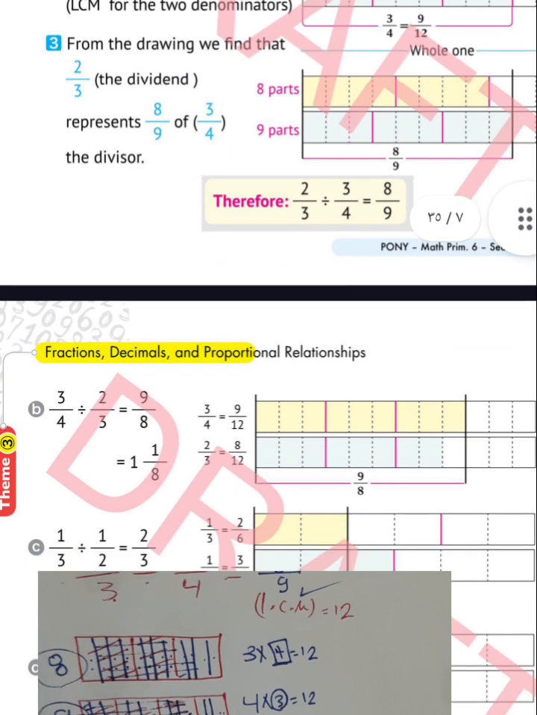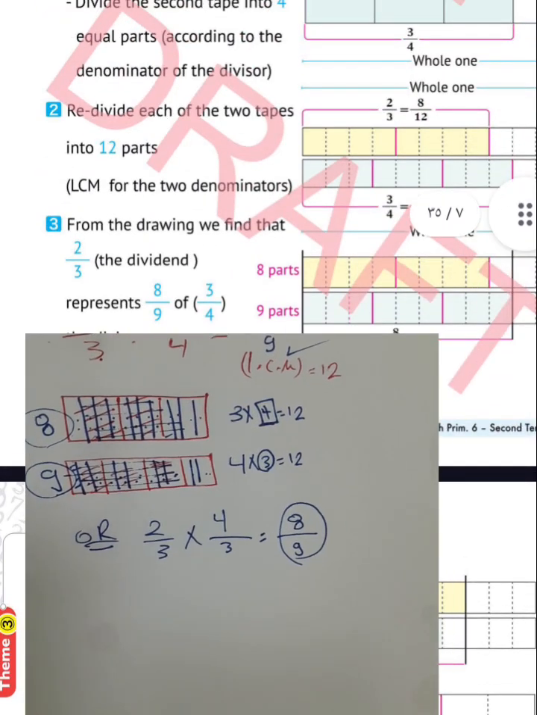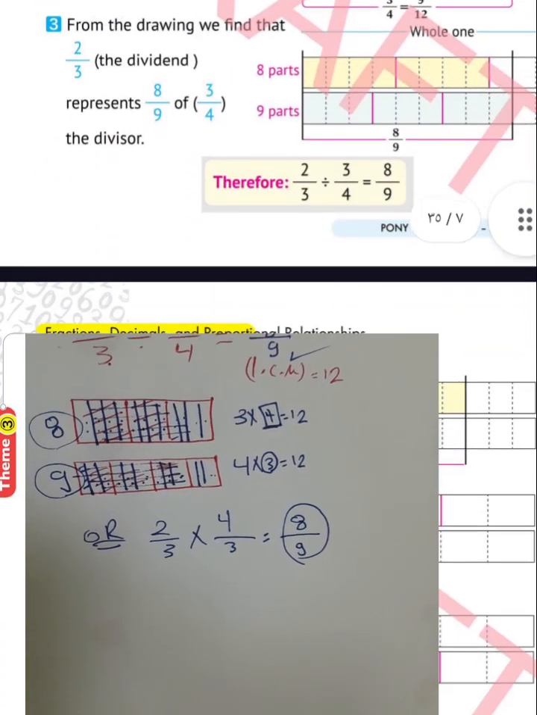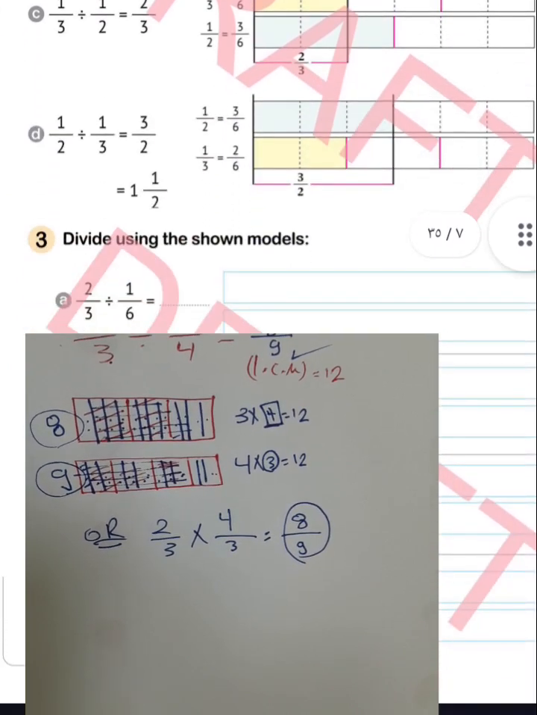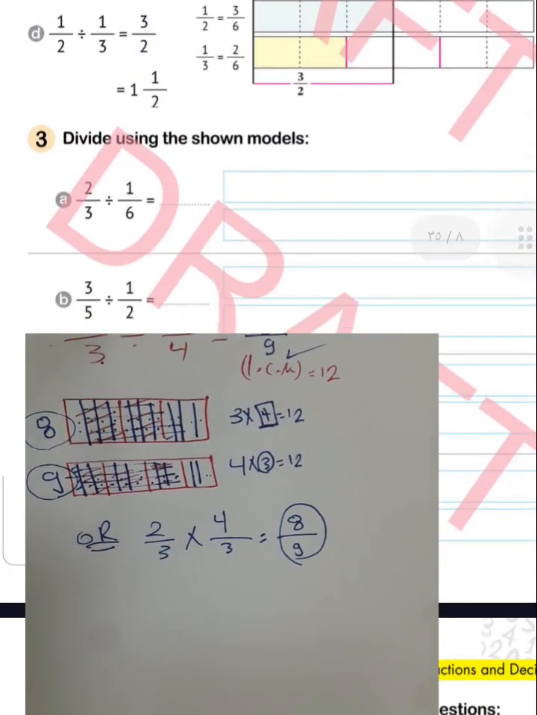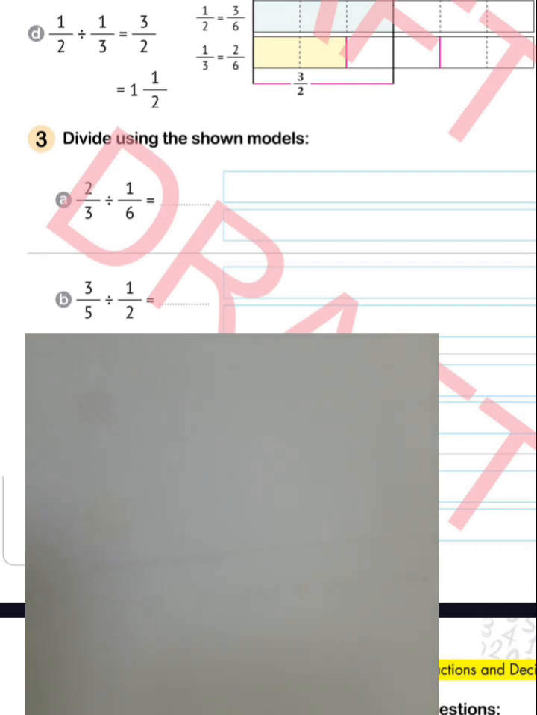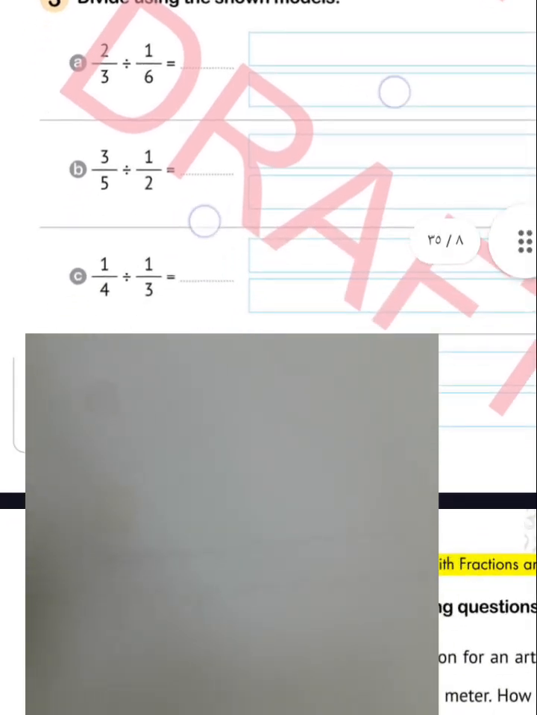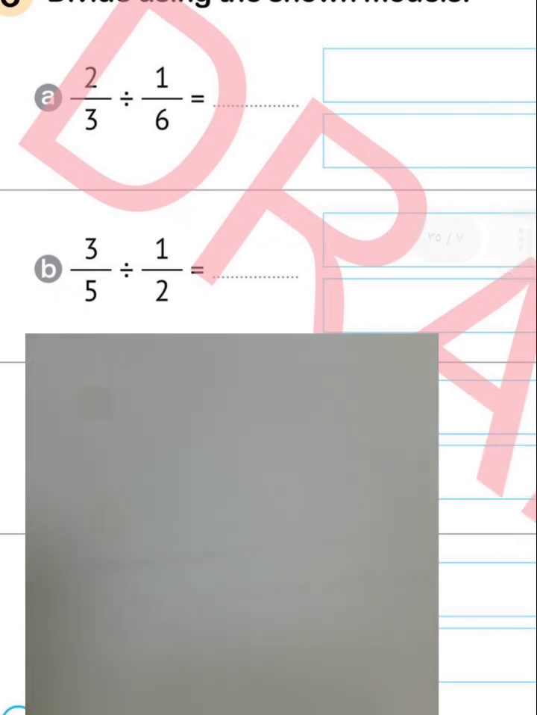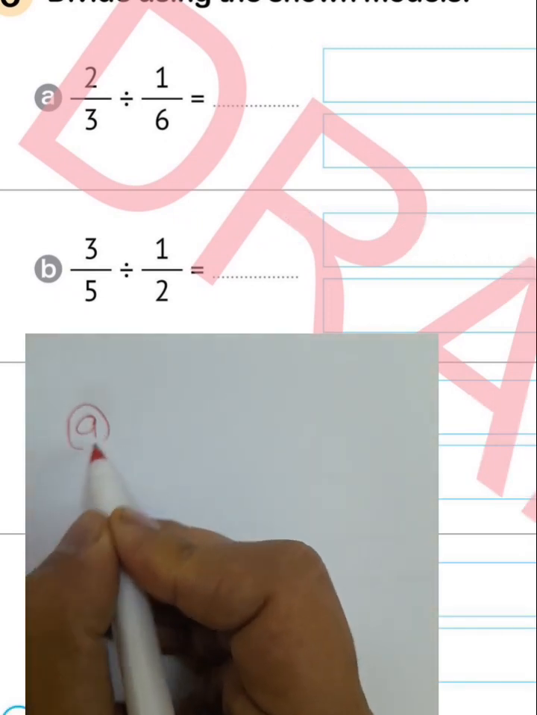Next example, can you know the steps here? Okay. I will solve division using shown models. This example, 2 over 3 divided by 1 over 6. Letter E.